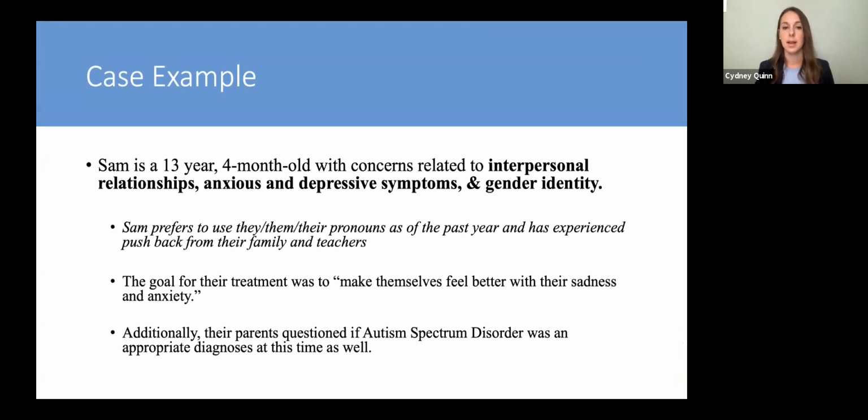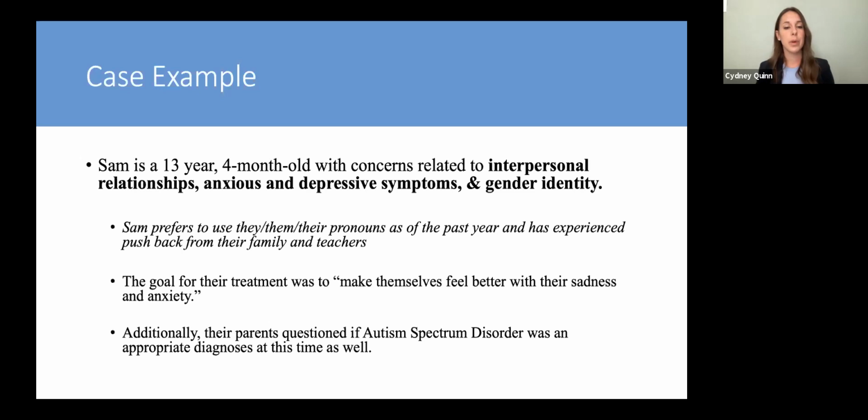They were experiencing a lot of anxiety and depression symptoms, and they were beginning to question some of their gender identity. Sam prefers to use they, them, their pronouns within the past year, but was experiencing a lot of pushback from family and teachers. No one was using the pronouns that they would like within different environments, and they were experiencing significant stress for this.